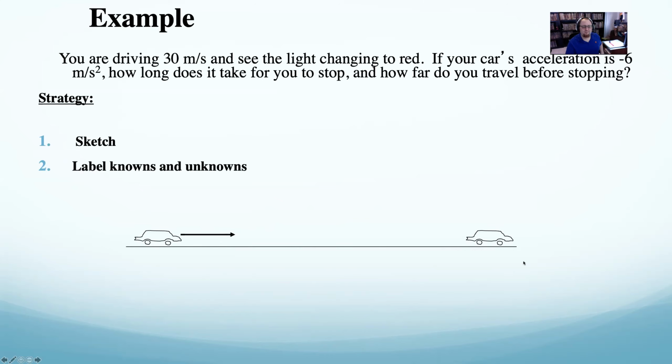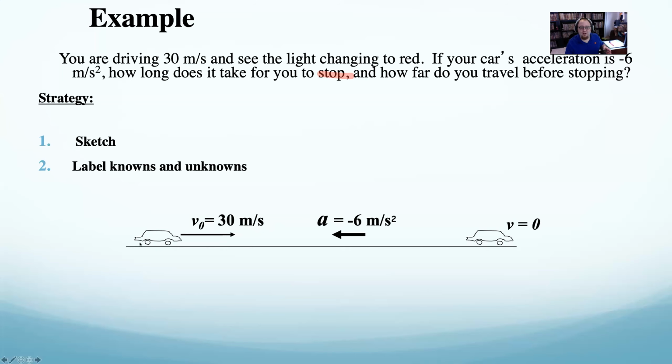Let's look at what we know. Initially this car is moving at 30 meters per second. And then it accelerates at -6 meters per second squared. Now I said I need to have 3 things to solve it, and there's only 2. But I know something else. I ask, how long does it take to stop? Stop means not moving. Not moving means 0 velocity. So my final velocity is 0.